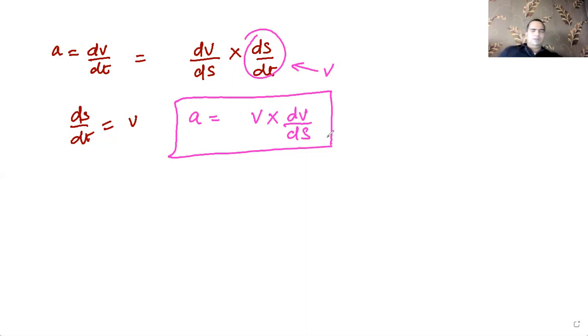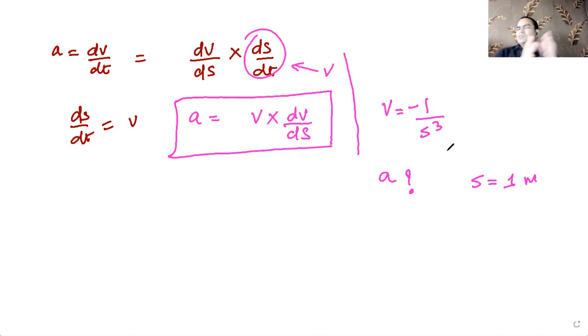Now what kind of question will be asked? I'm giving you one of the IB exam questions. Here it was given that the velocity of a body is given by negative 1 over s cube, and you have to find out the acceleration of the body. What is the acceleration when s is 1 meter? Here the unit of s is in meters. So this was the question.